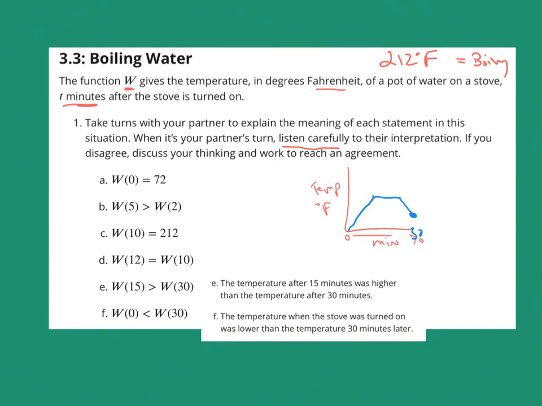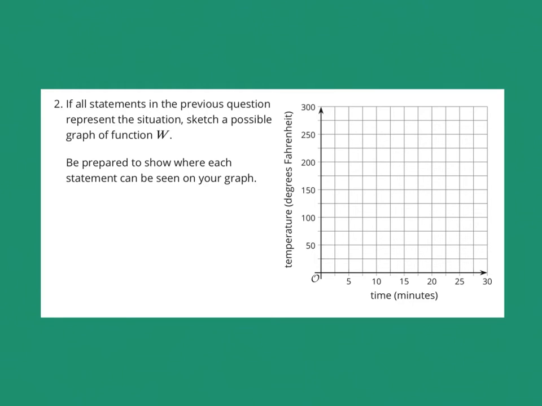Here are these last two, alluding to the graph which is coming up. If all the statements in the previous question represent the situation, sketch a possible graph. We don't actually know 100% what's going on, and I had a little bit off in my previous sketch. At 0, it was around 72 degrees. And then after 10 minutes, it was at 212 degrees. I kind of just drew it behind the scenes there. So at 10 minutes, around 212.